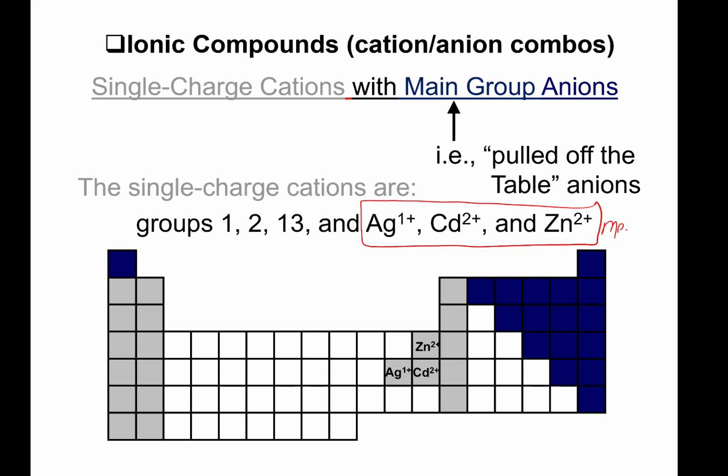So memorize that silver, when it forms an ion, will have a +1 charge, cadmium, when it forms an ion, will have a +2 charge, and zinc, when it forms an ion, will have a +2 charge. Those are the only charges those three ions will have. Silver is always +1, cadmium is always +2, zinc is always +2. Notice where they are on the table as well, because that might help you remember which ones they are that have those single charges. Group 1, we know, always forms an ion with a +1 charge. Group 2 is +2. Group 13 is +3.